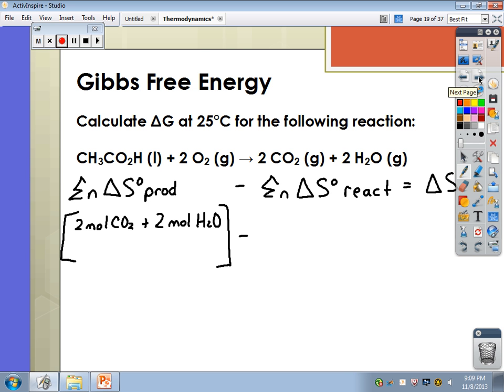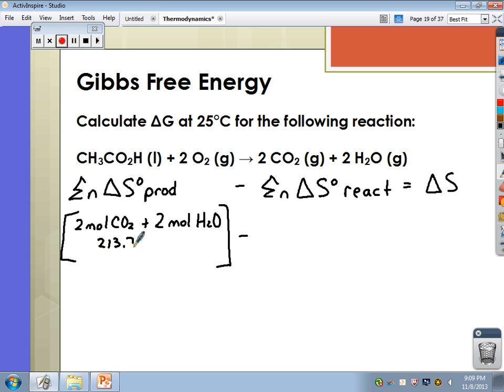What do I need to do over here? Well, here I have my products minus reactants. Okay, and so my products, I've got 2 moles of carbon dioxide, which the value for that is 213.7. Okay, and that's joule per Kelvin mole. And my moles are going to cancel, right? I'm going to multiply these two. I need to take my value for water, which is 188.8 joules per Kelvin mole. And those are my products, aren't they?